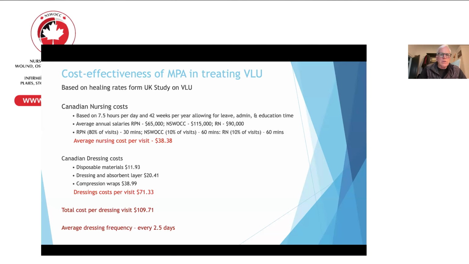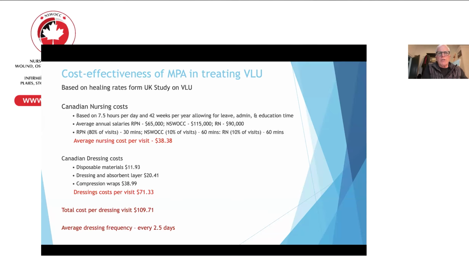And then we looked at the dressing costs. Once again, this is so variable, but with our small group, we figured that these were some of the costs that would be reasonable given the different types of materials that are used. And then we're able to look at the overall cost for a visit.